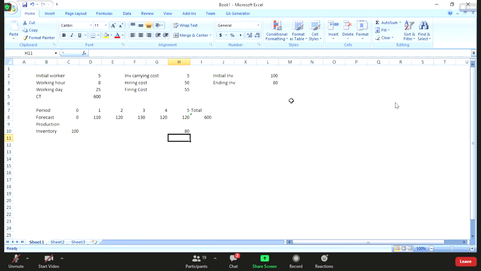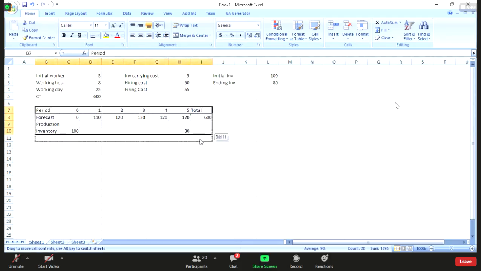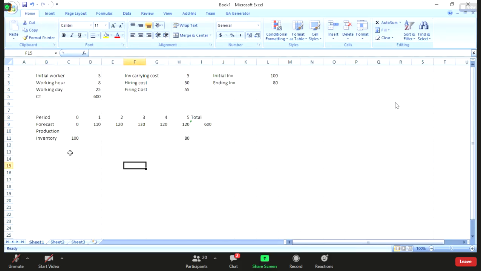Now we try to implement, let's say, chase strategy. In chase strategy, we try to produce the product exactly the same as the forecasting result. But we need to consider the inventory as well. How to start? Let's say like this. Now we have 100 units. The requirement is 110.